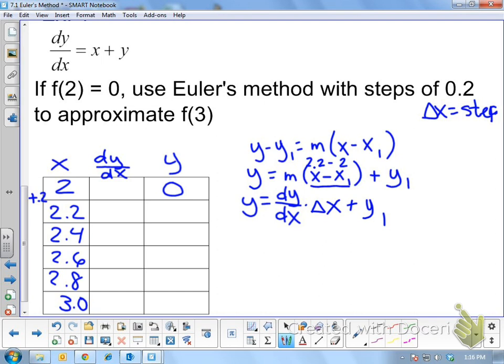So now that we have this information, we can start filling out our table. So first, we need to find dy/dx. Well, we already know what y is. So how would I find dy/dx if I know what x and y are originally?